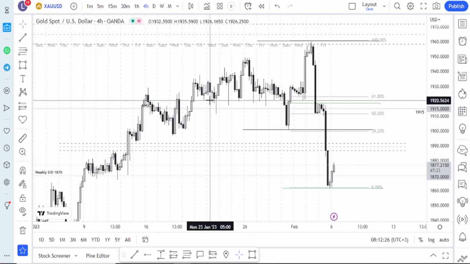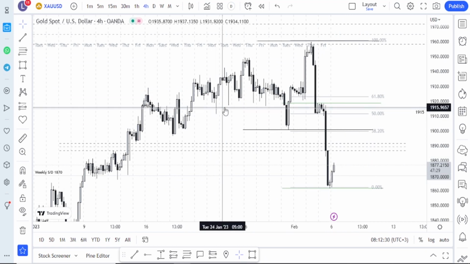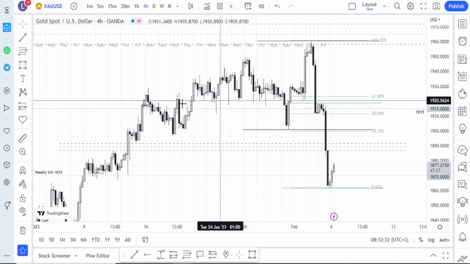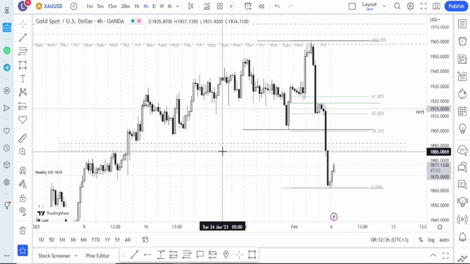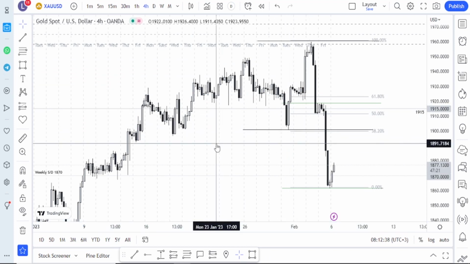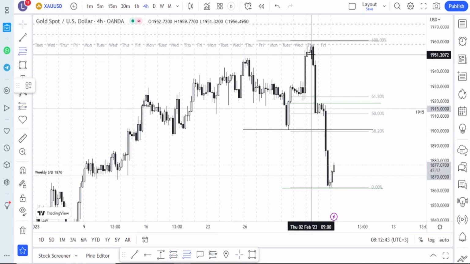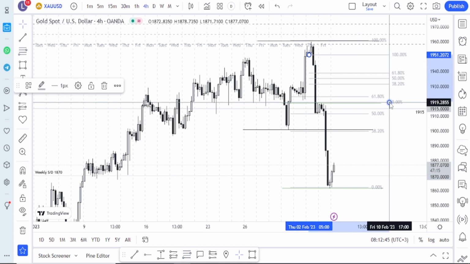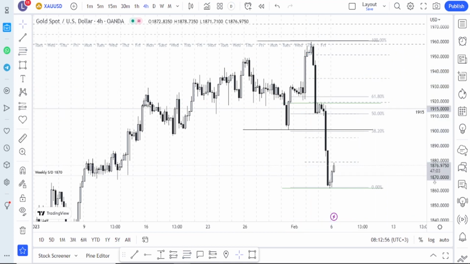the reason it was broken that much with this volume is because of all this weakening to the downside and all these ups and downs and equal lows. So you can see a lot of the imbalance has been filled. Let's draw out the new imbalance to the upside. Okay, so that's our imbalance.